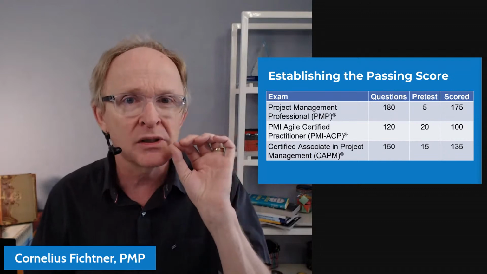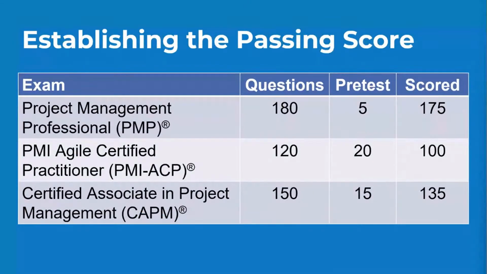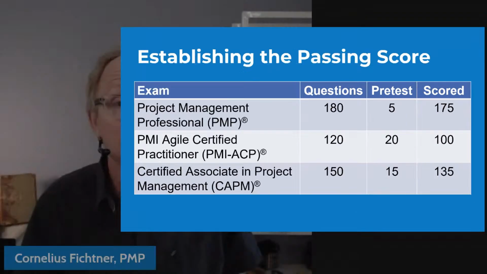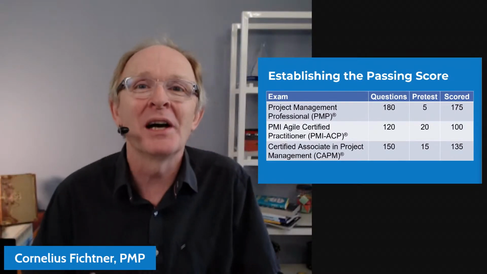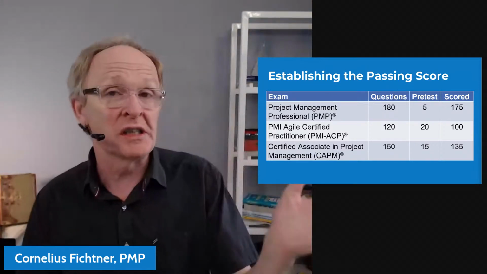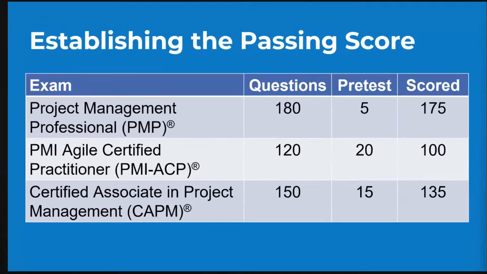My expectation of what's going to happen to the CAPM in regards to the passing score is this. The number of pretest questions on the PMP exam was lowered to 5. My expectation is they're going to lower that to 5 as well and leave the scored at 135. So 135 scored, 5 pretest, 140 is going to be the new total number of questions you'll have to answer on the CAPM exam. That is my prediction. Let's see if I'm right once PMI launches the new CAPM exam sometime in the future.